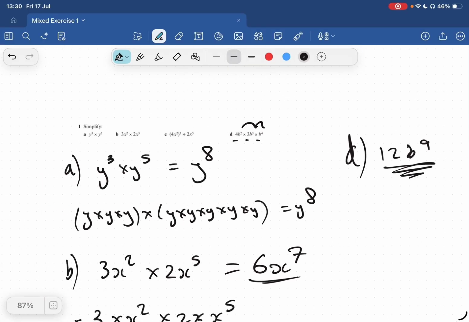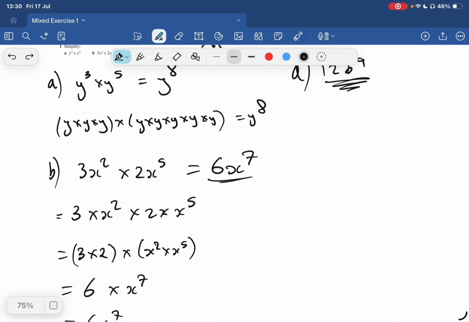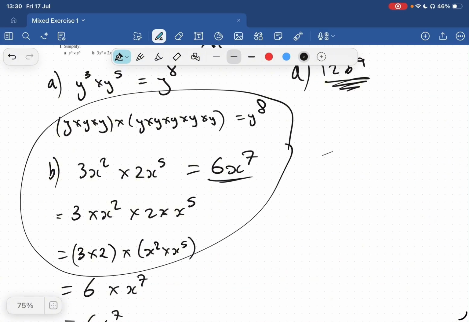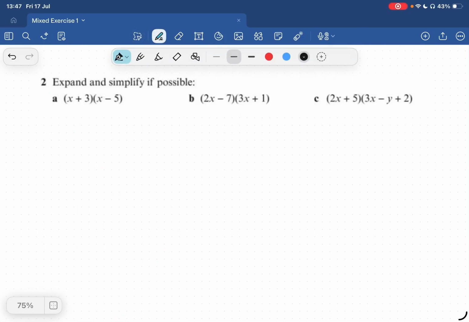You should be able to do these without any steps. That comes with practice, but this is the reasoning behind why everything is working. And now brackets, something that at A level you need to be able to do without even thinking. So part A.